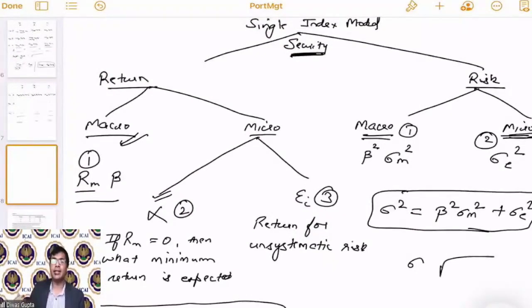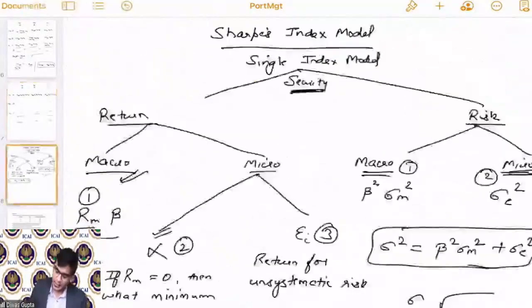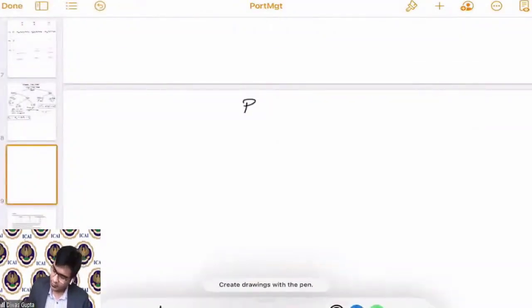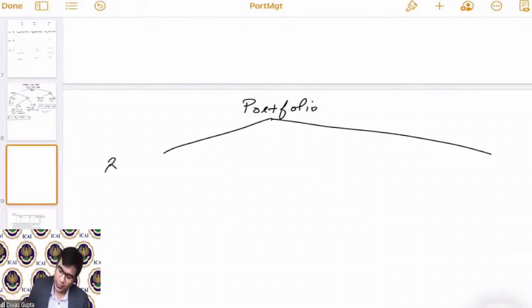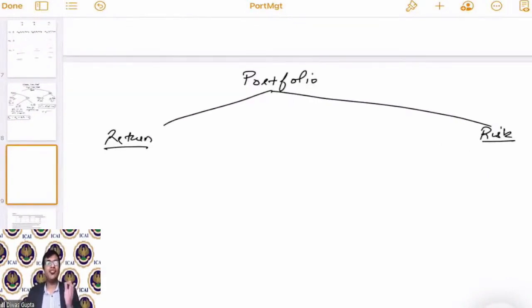Okay, so the security return and risk is very clear, correct? Now, how do the portfolio risk and return come up? Now, again, as per the same index model, there is a portfolio risk and portfolio return. Here we'll take return, here we'll take risk. Okay, now for return, what they say is you just take the weights and multiply them with the individual security return. The weighted average is the portfolio return. Very simple, very easy.